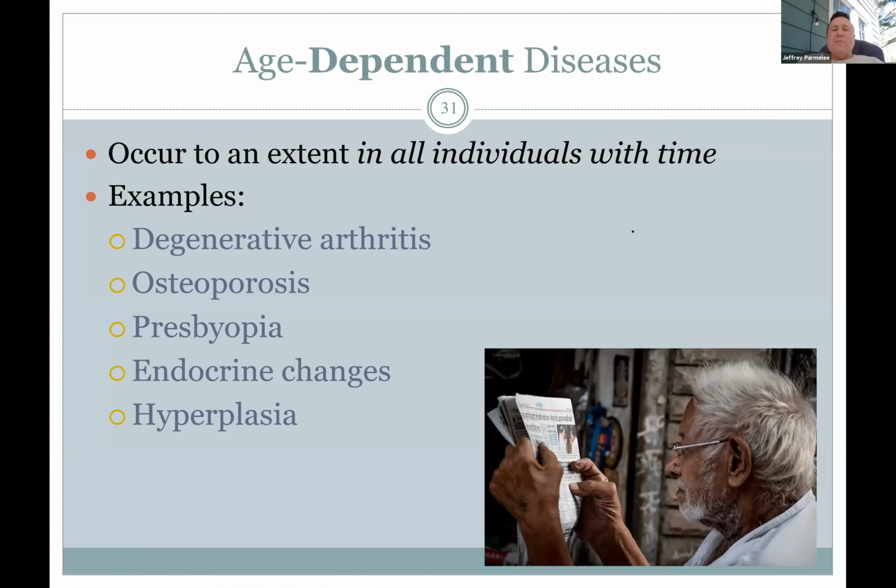And so two terms here. Age-dependent disease means that as you get older, these diseases happen. Presbyopia is your eyesight: your lens gets less elastic and doesn't change shape, so you start to need glasses to see things far and close. Indeed, we have hyperplasia, these cells over-dividing. Your endocrine system, your glucose levels, your hormone levels, and osteoporosis increase related to some of these endocrine changes. Your joints, the cartilage is just going to degenerate over time.